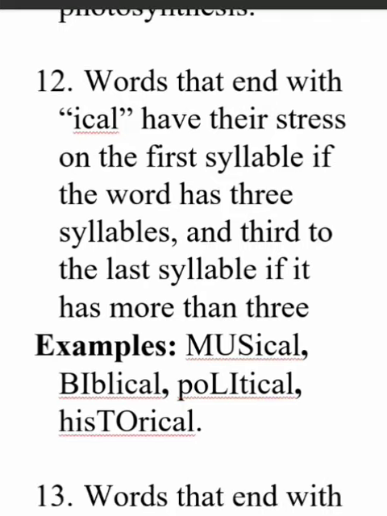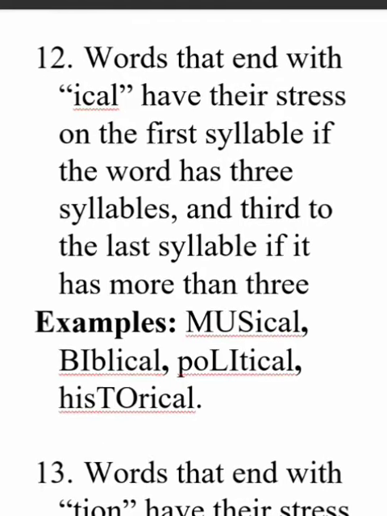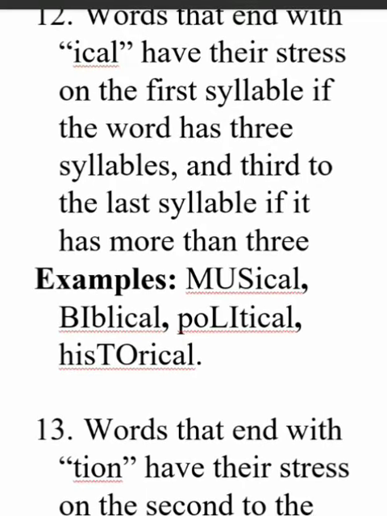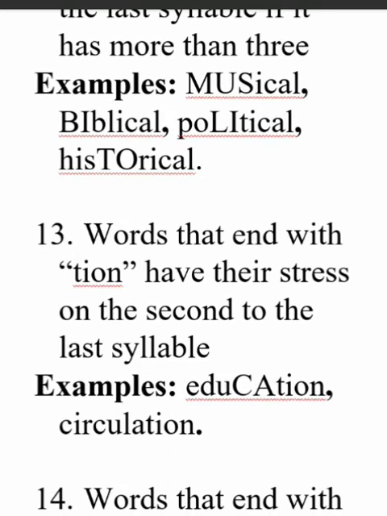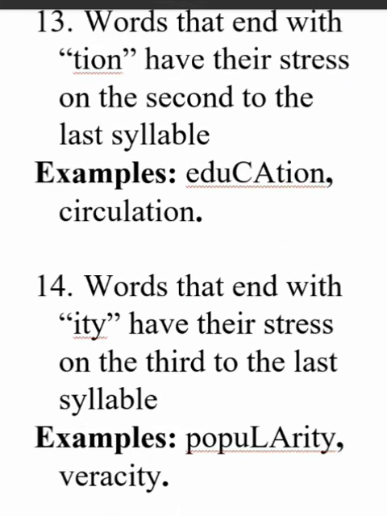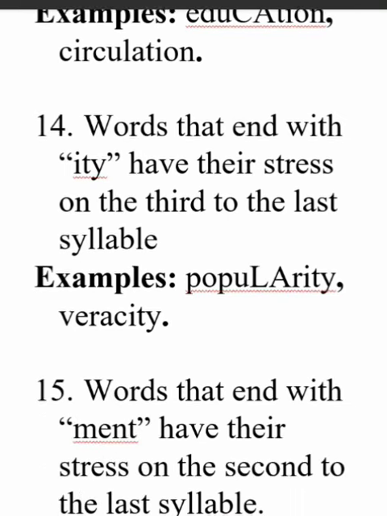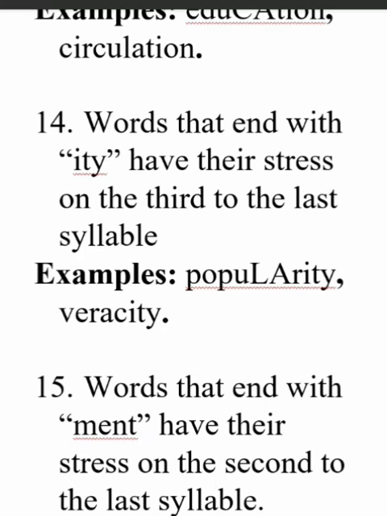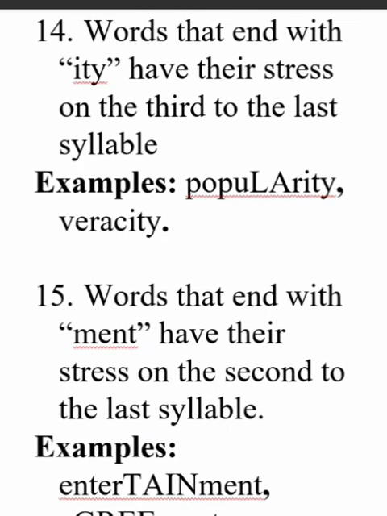Examples: musical, biblical, political, historical. 13. Words that end with tien have their stress on the second to the last syllable. Examples: education, circulation. 14. Words that end with ity have their stress on the third to the last syllable. Examples: popularity, veracity. 15. Words that end with ment have their stress on the second to the last syllable.